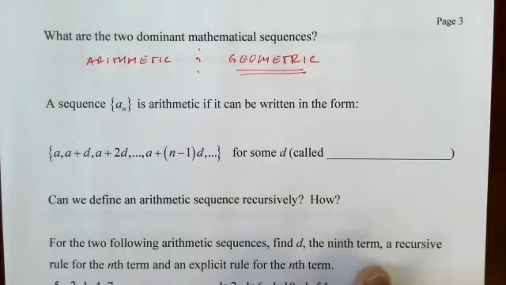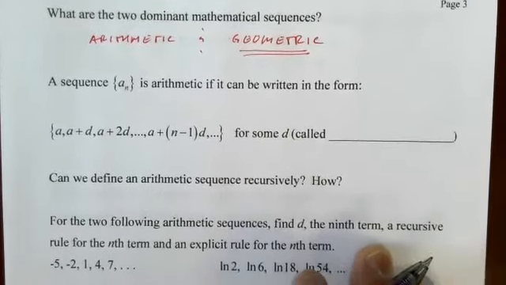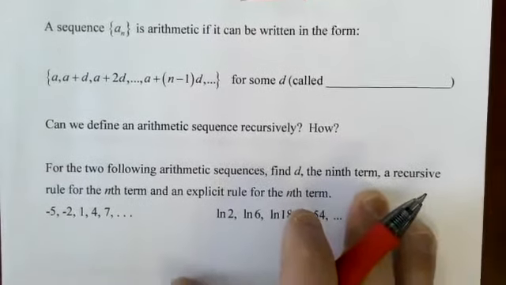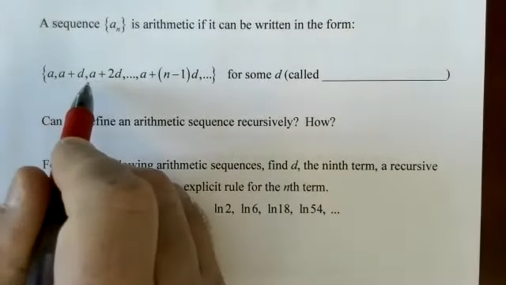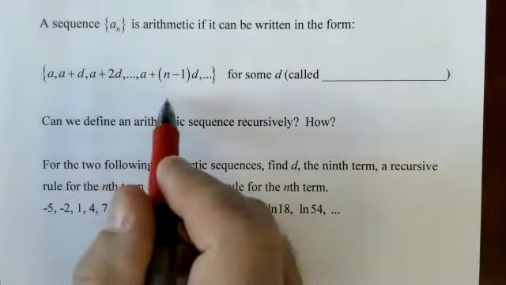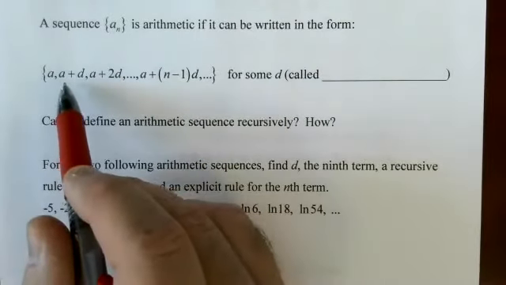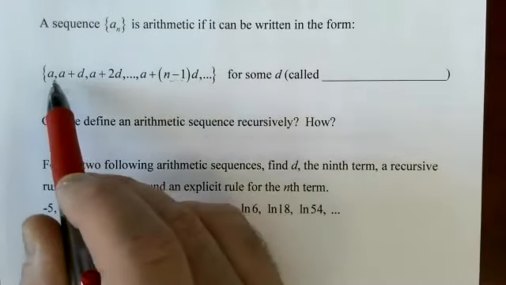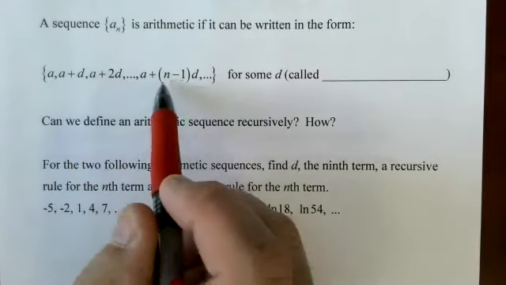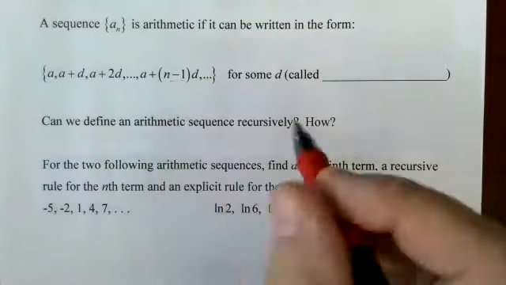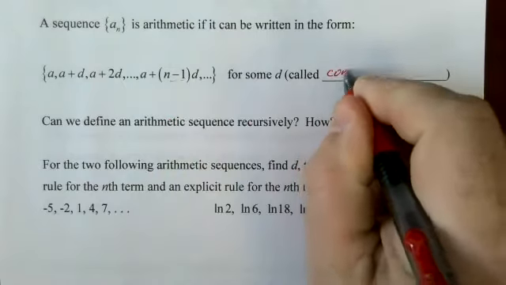And you don't even need to be super good at it. You just need to understand what it means, which is a piece of cake. So a sequence is arithmetic. It could be written in the form D, D, D, D being added on, right? So notice we subtract one because the first term doesn't have that D put in there. So n minus one times D. We call D the common difference.